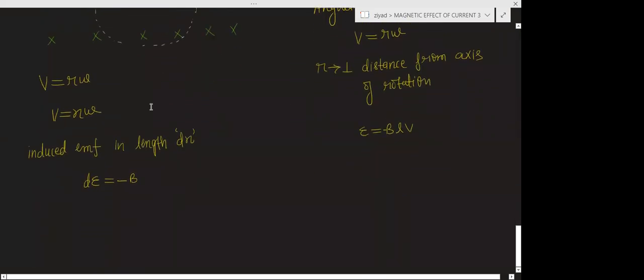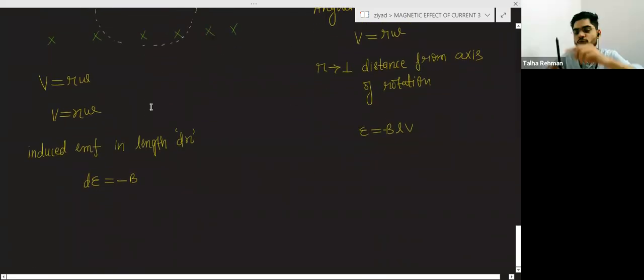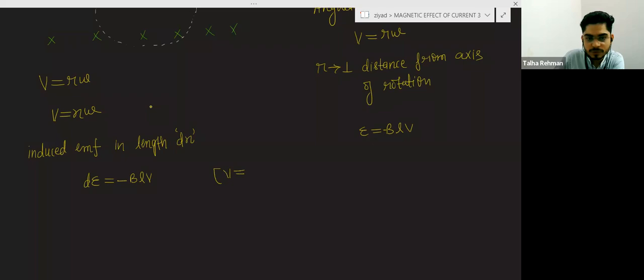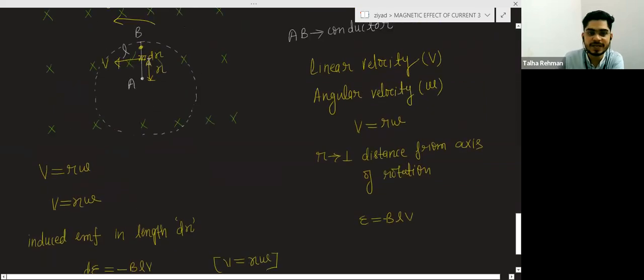They will say a wire is rotating in a given magnetic field B with an angular velocity omega. Find the induced EMF across the ends of the wire. Simple. So B is the magnetic field, the length is given, and this is V. And what is this V? This V is x into omega.